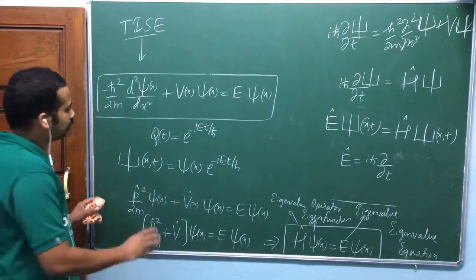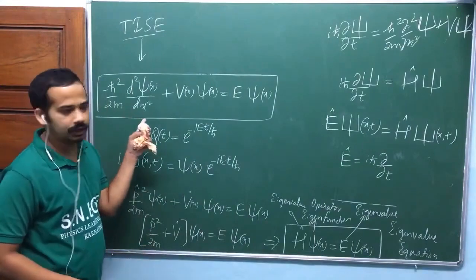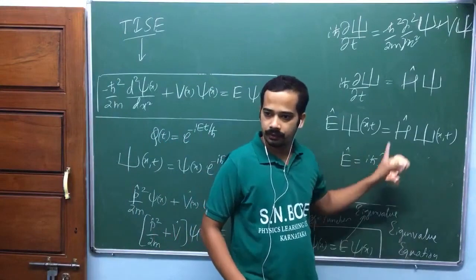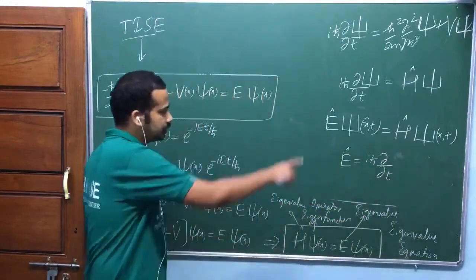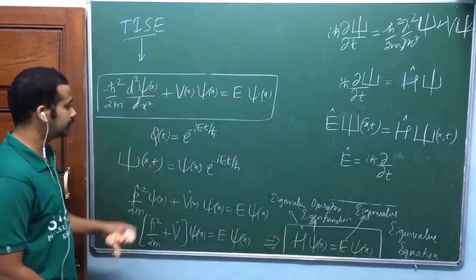Now, I hope you got these things again. How to see this one? This is also another operator. Again, this is the Hamiltonian operator. The way of seeing this one is as a kind of eigenvalue equation.